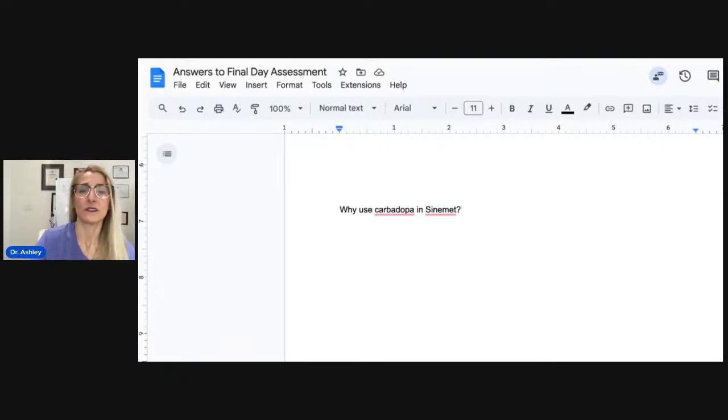Very good question. So now I have a question for you. Why use carbidopa in the combo drug Sinemet? Everybody type in your answers. I'm surprised you guys are here. Thank you for joining, by the way, because it took me so long to get on. So anybody else that wants to post questions, we will go through any of your questions.